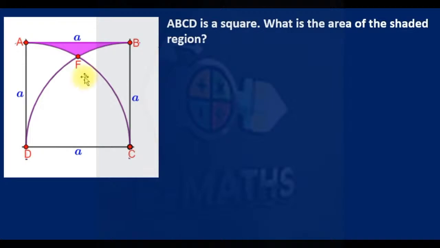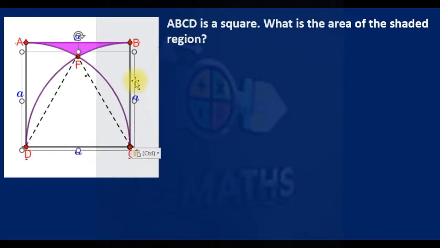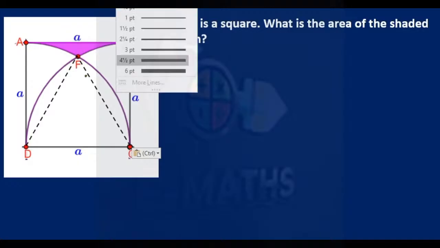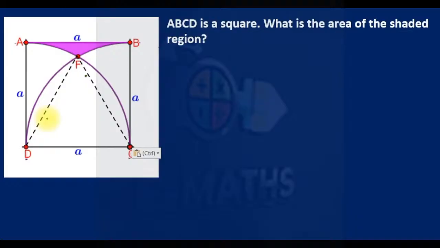And to solve it this way is hard. So what I will do is to join some point. I will join D to F and C to F. So I've joined that. So it's now easy for us to solve because we have an equilateral triangle.